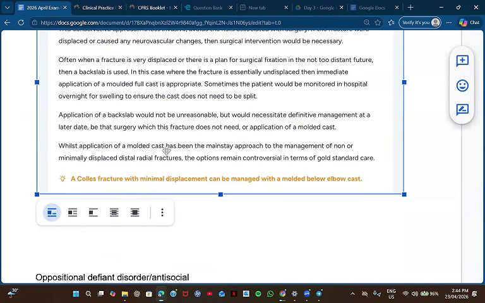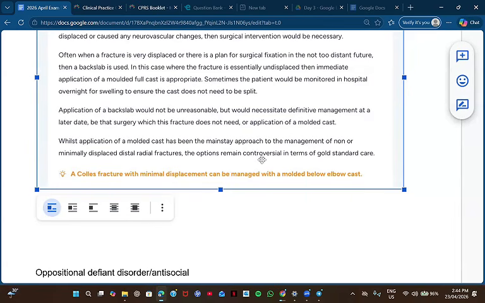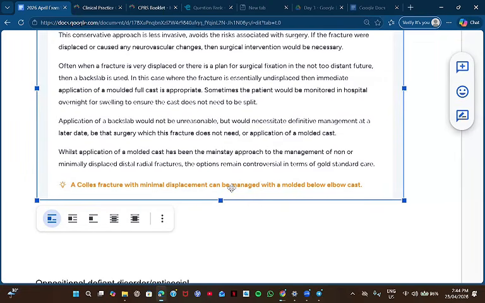That there be the surgery, which this fracture does not need, or application of a molded cast, right? Application of a molded cast has been the mainstay approach to the management of non or minimally displaced distal fractures. The options remain controversial in terms of gold standard care.